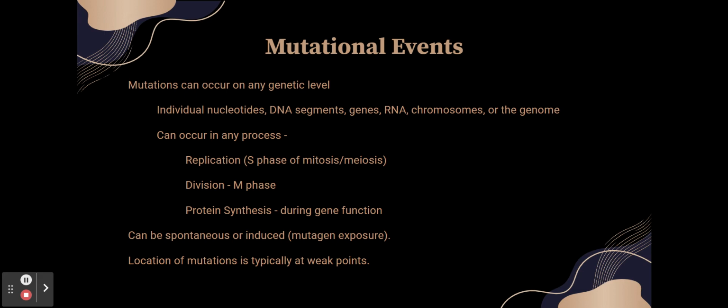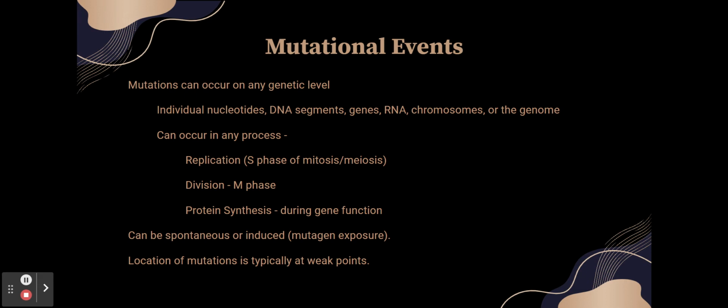So mutations can come spontaneously, just as an error in the process, or they can be induced by exposure to environmental toxins called mutagens. Mutagens that cause cancer are called carcinogens. Mutagens that cause embryonic disruption are called teratogens. You're probably a little familiar with both of those terms, but I'm just repeating them.